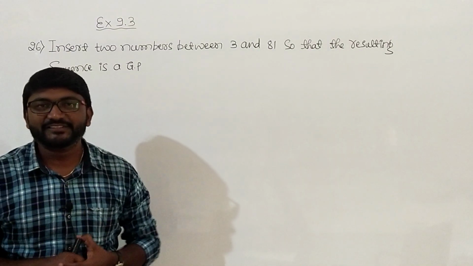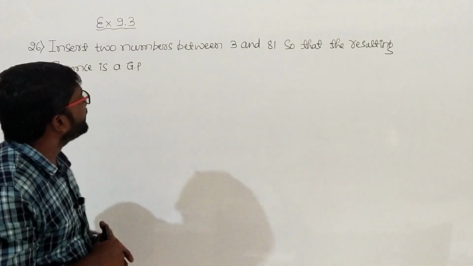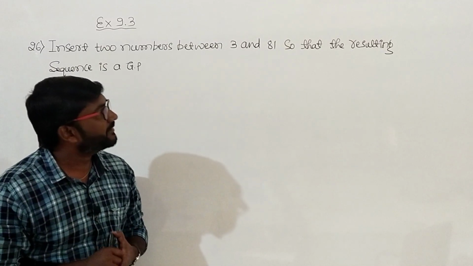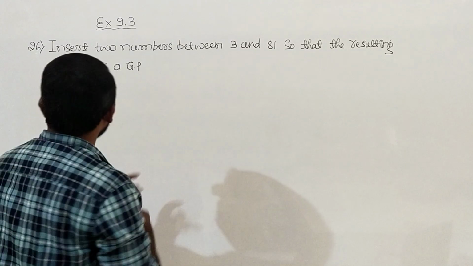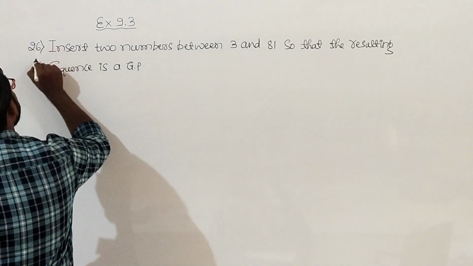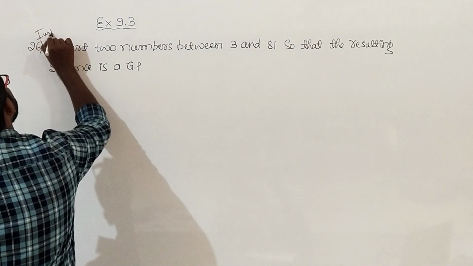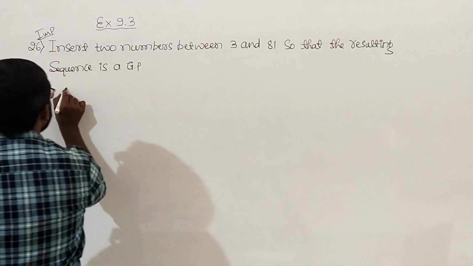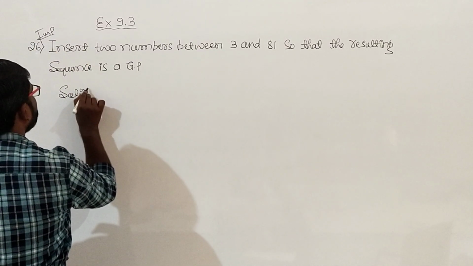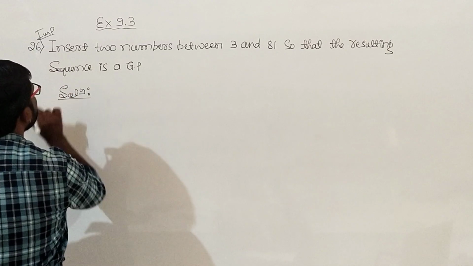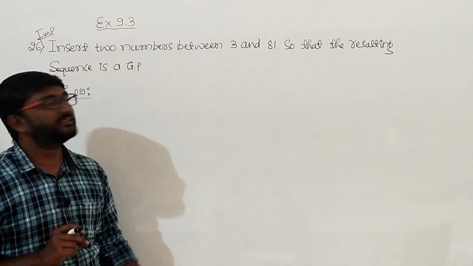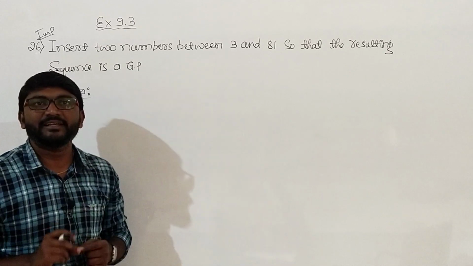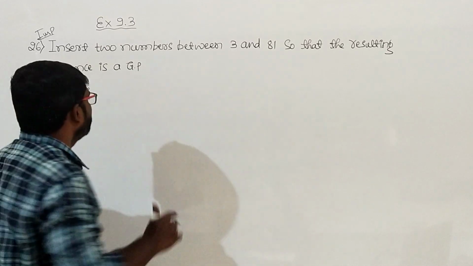Well, the 26th question: insert two numbers between 3 and 81 so that the resulting sequence is a GP. So mark this as important for 3 marks. Between 3 and 81 we will have to insert two numbers. That means let us consider those two numbers as G1 and G2.